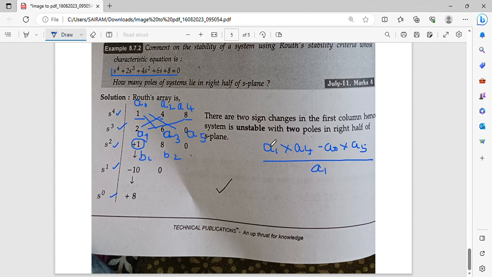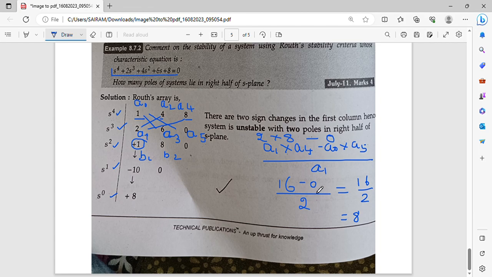So a1 is 2, so 2 into 8 minus 1 into 0, which is 0. 2 into 8 is 16, so 16 minus 0 by a1, which is 2, is equal to 16 by 2, which is equal to 8.